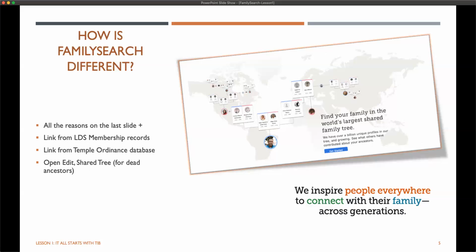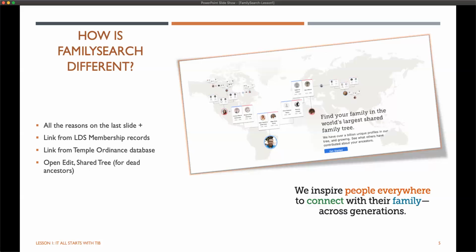There are links to the LDS membership records. We're going to talk about this in a little bit, specifically when a member passes away and that information becomes available, it automatically becomes a record to be searched in the family tree. Also, there is a link to the Temple Ordinance Database, which is really only of interest for members of the Church of Jesus Christ of Latter-day Saints, but it gives us the capability to look at our pedigree charts for our family, see the status of the ordinances, whether those have been done or not, and gives us the opportunity to manage doing it for ourselves or asking somebody else to do it.